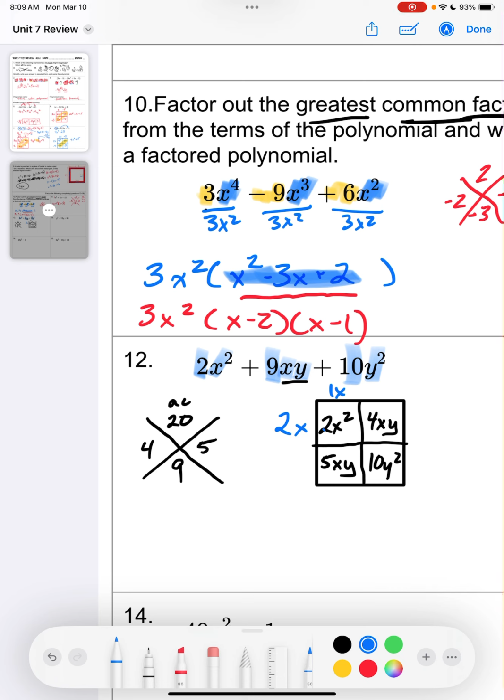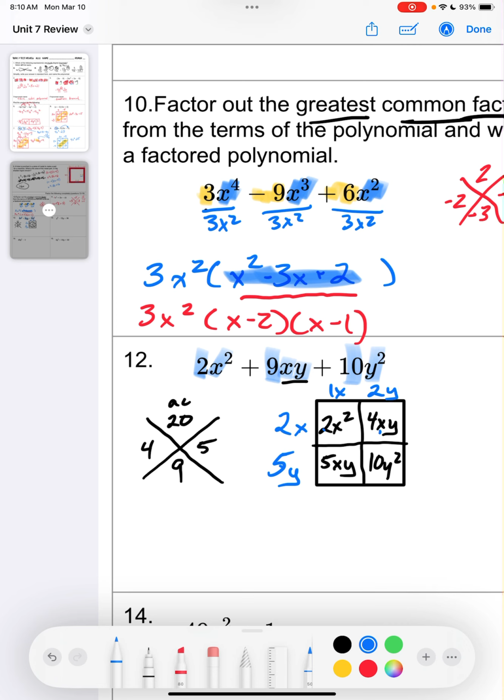At the bottom now, I need 1x times what to get me to 5xy. I know that 1 times 5 gets me to 5. I already have the x. In order to get a y in there, I need to multiply by y. So I'm going to put a y there. I'm going to do the same thing in the upper right corner. 2 times 2 gets me to 4. I already have the x that I need here. But I do need to factor or bring in a y.